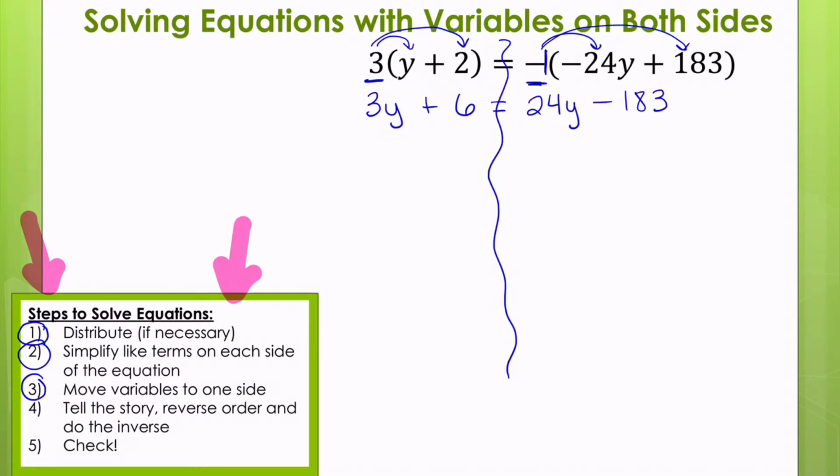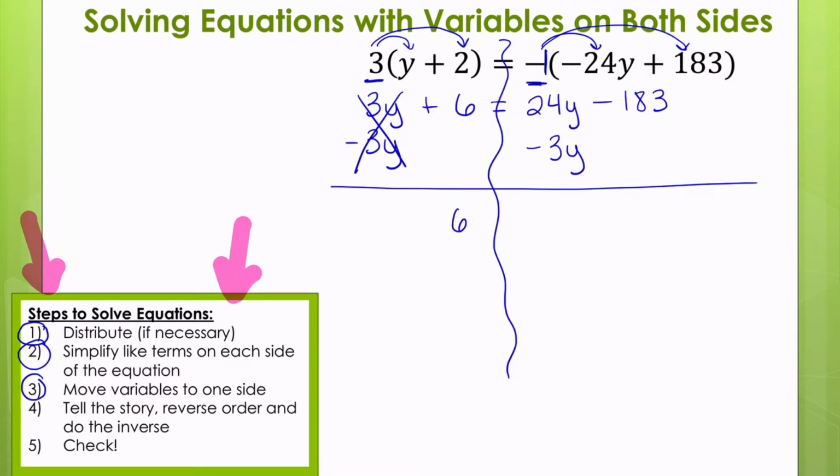Now, technically, I can move this 24y over to the left side. However, I know that's going to give me a negative coefficient, and it saves me a step if I try and keep my coefficient positive. So I'm going to go ahead and subtract my 3y. A positive 3y and a negative 3y gives me 0y. I don't have to write them anymore. However, I need to now do it to the right-hand side of the equation because that's where I'm moving it to. I'm going to rewrite what I have. I have 6 equals 24y minus 3y would give me 21y minus 183.